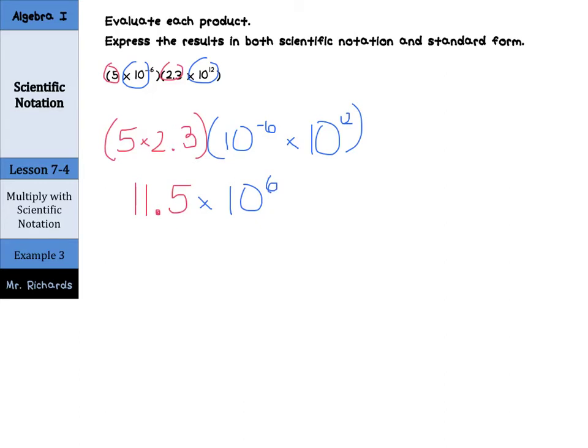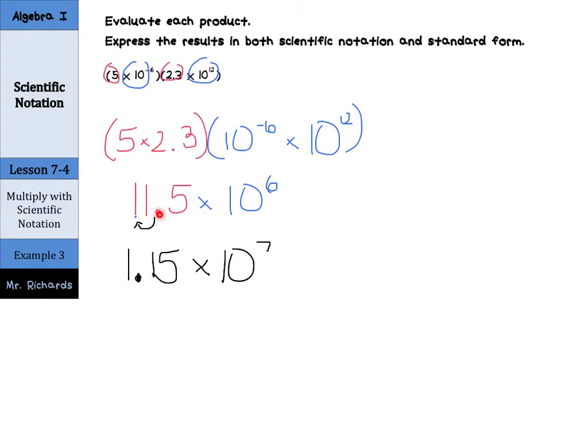Now, technically this is not in scientific notation. In scientific notation, we're just going to have one number to the left of the decimal point, just the 1. So this is going to be rewritten as 1. This goes back once to the left, 1.15 times 10 to the 7th.